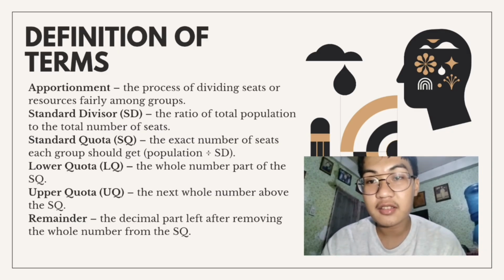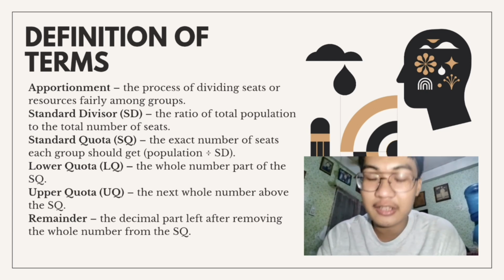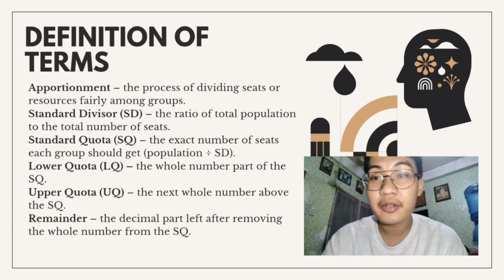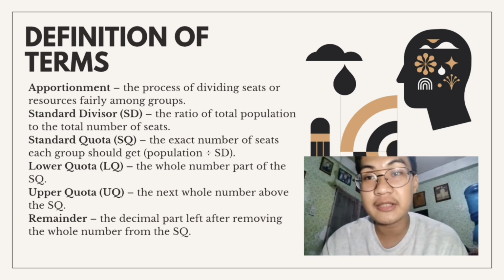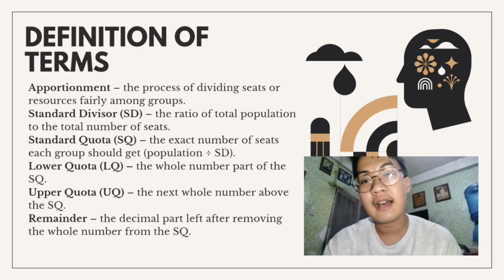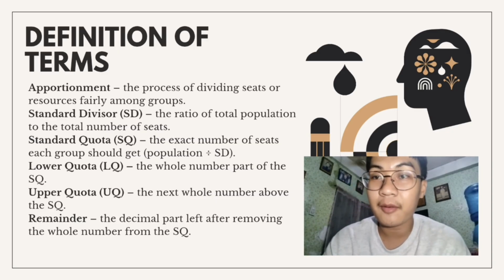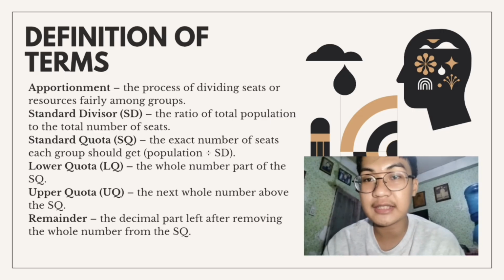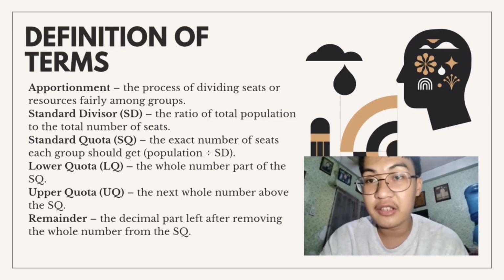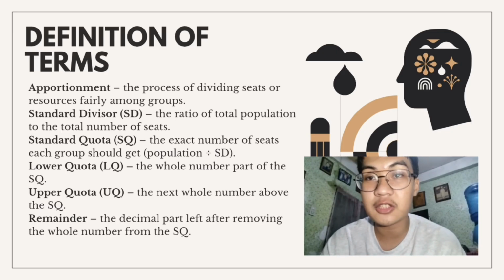After finding the quota, we move to surplus seats, lower quota, upper quota, and initial allocation. The lower quota is the whole number part of the quota, or simply rounding the quota down. The upper quota is the next whole number above the quota, or rounding it up. Initial allocation means each group is first assigned their lower quota. Sometimes after giving everyone their lower quotas, not all seats are distributed yet. These extra seats are called surplus seats. That's when the next step comes in.